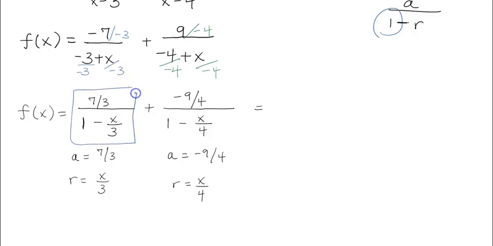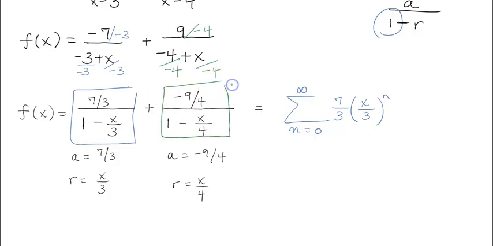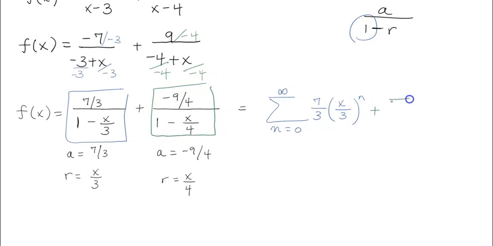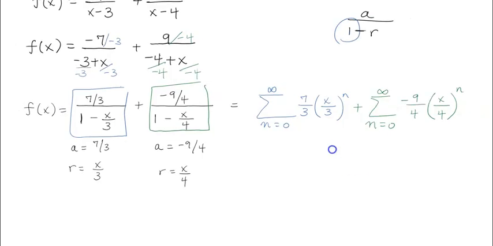One for this one would be a r to the n, where r is x over 3 to the n power, and that's a sum from 0 to infinity. And then for the second rational function, we again have a sum from 0 to infinity. This time a is negative 9/4. R is now x to the 4th, and this is raised to the nth power.